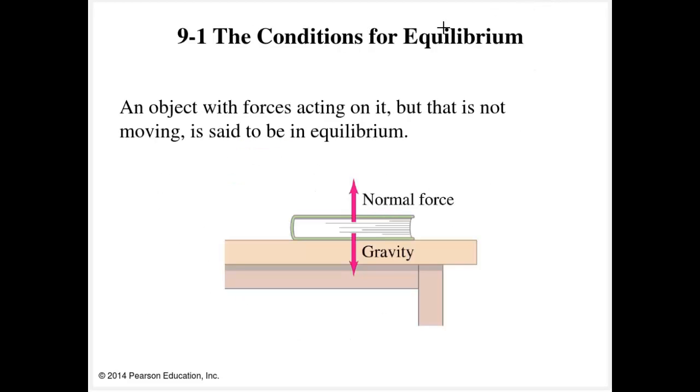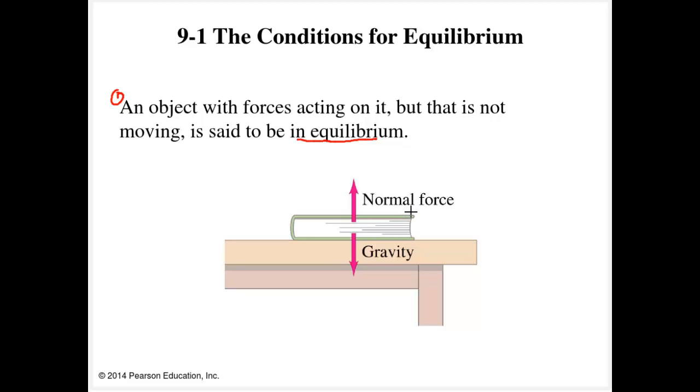So, conditions for equilibrium. I'm going to give you the first one right here. If we have an object with forces acting on it, but it is not moving, then condition number one, that object is in equilibrium. Here we have a book. It has two forces acting on it. These forces balance each other out, so this book is in equilibrium.